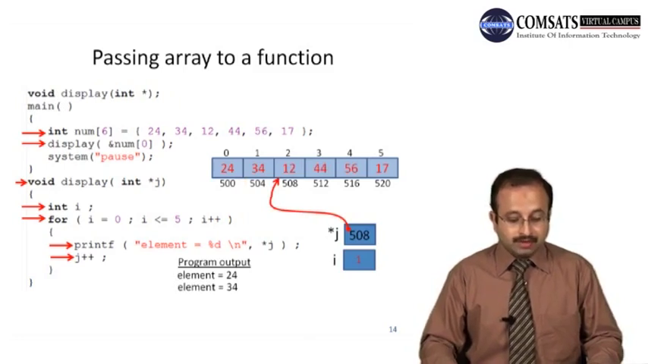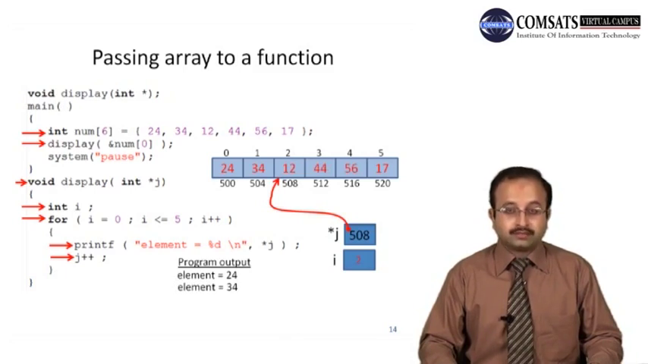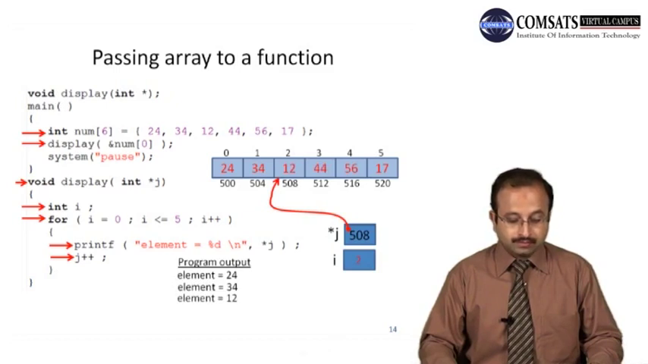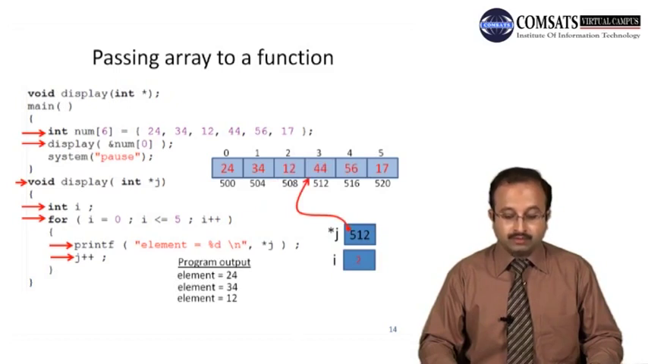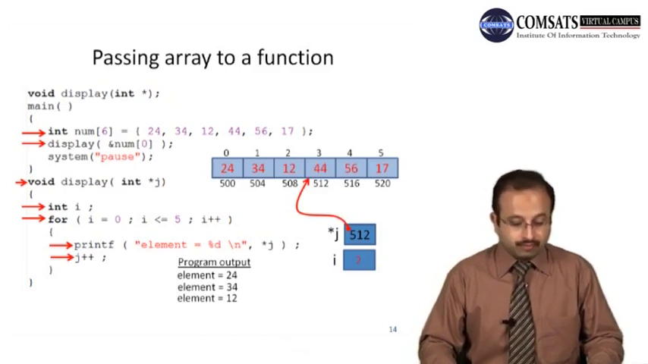J will become 508. Now the value of I is incremented, I becomes 2, 2 less than or equal to 5, the condition is true. So it executes the printf statement. This time it says value at address 508. That value is 12, so that will be printed. J will be incremented, its value becomes 512, it points to the fourth element of the array whose index is 3 and address is 512.